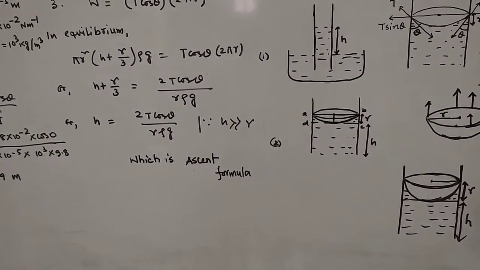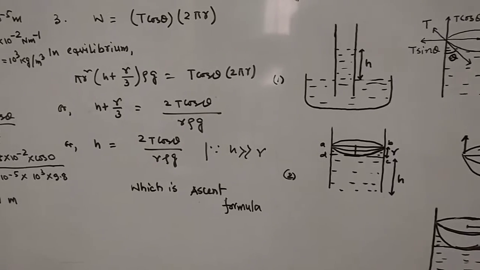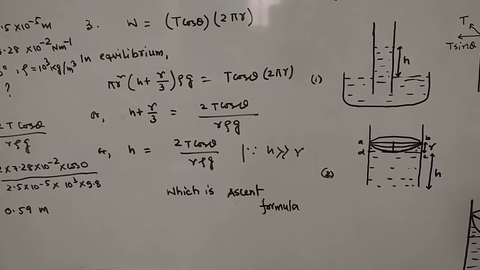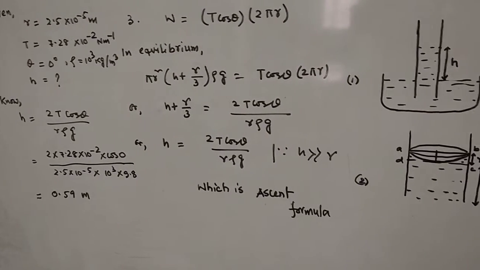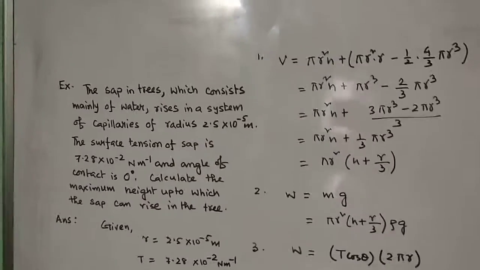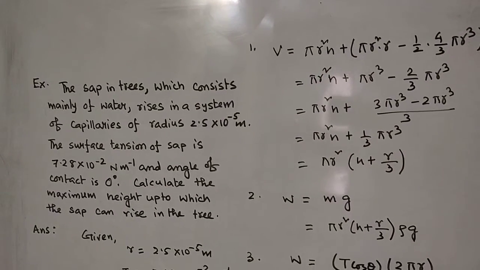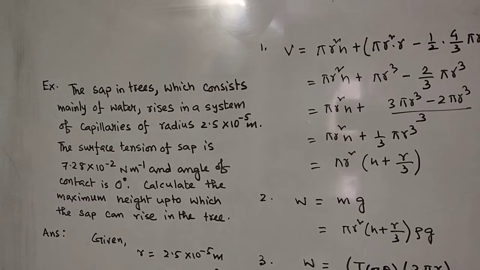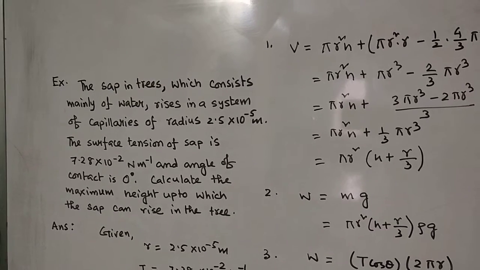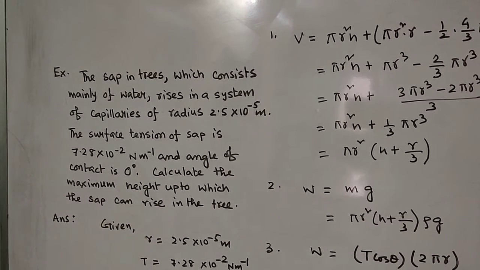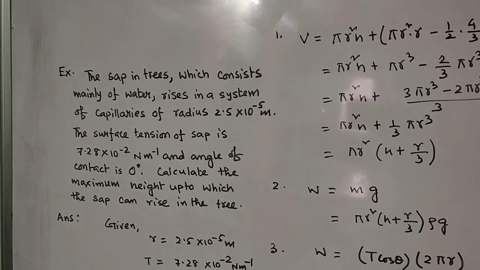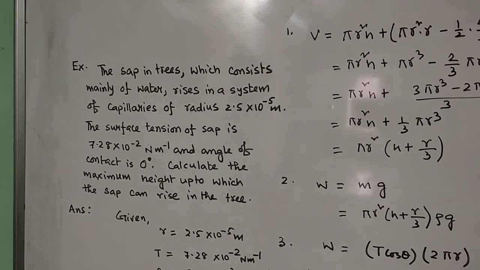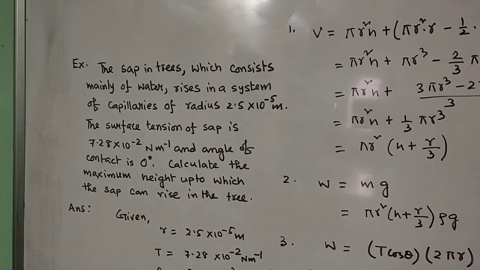Now the rise of liquid is inversely proportional to the radius. If the radius is less, the height will be more. That's our generalized formula, h proportional to 1 by r, if other parameters remain constant. Now the numerical which we are trying using this formula, please see. The sap in trees, which consists mainly of water, rises in a system of capillaries of radius 2.5 into 10 to the minus 5 meter. The surface tension of sap is 7.28 into 10 to the minus 2 Newton per meter, and the angle of contact is 0 degree. Calculate the maximum height up to which the sap can rise in the tree.